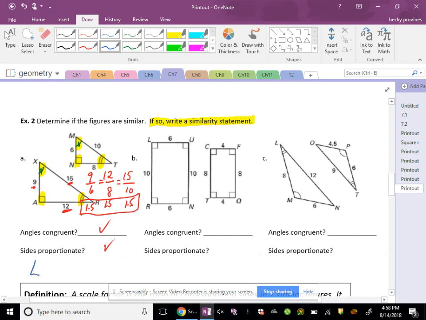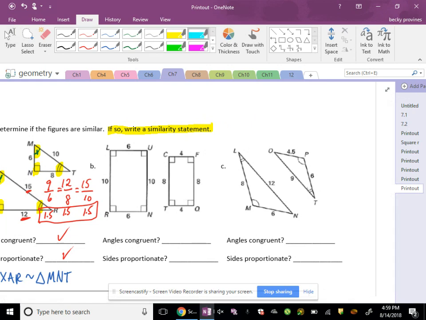So again, you're going to pick a triangle. Doesn't matter the big or the small. Put it in any order you like. I'm going to say XAR. Put your new symbol. And then look at the small triangle and put them in the same corresponding order. So X corresponds with M, A with N, and R with T. So we're finished. Now, if you are not able to prove the angle and the sides here, we would not write the similarity statement. So we'll have examples here in just a moment.